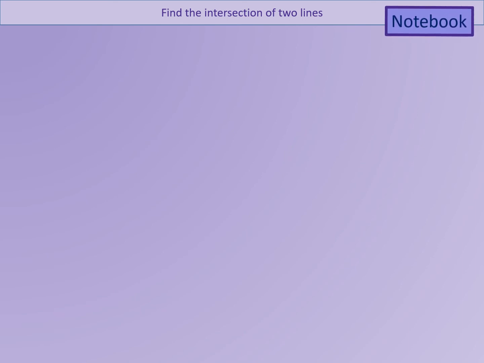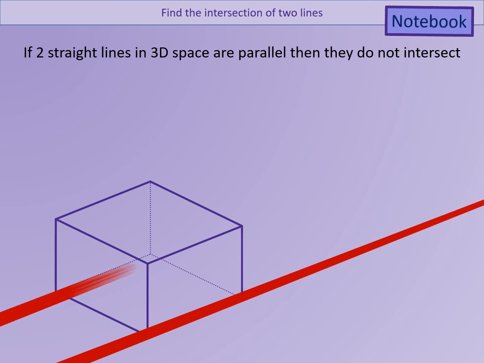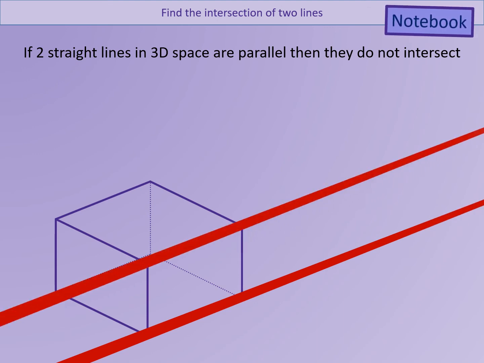In 3-dimensional space, there are more possibilities. If two straight lines in 3-dimensional space are parallel, then we can conclude that they will not intersect. This is easiest to imagine if we consider a cuboid. If we take two parallel edges on a cuboid, we can see that the lines that pass through these edges are parallel and they will never intersect.